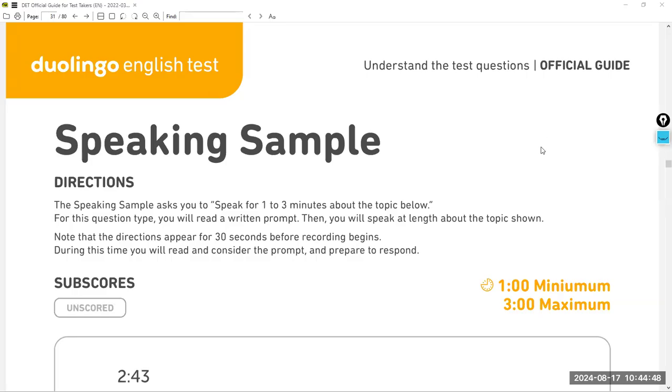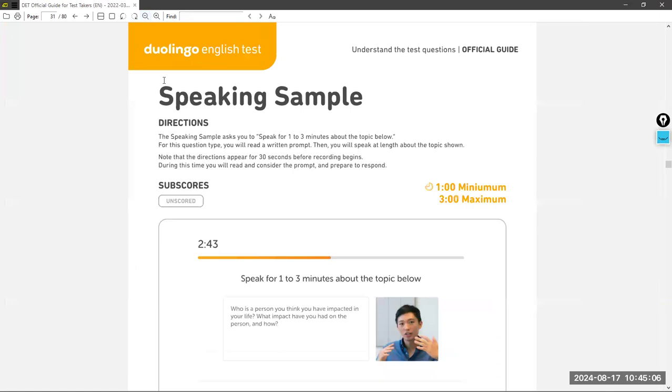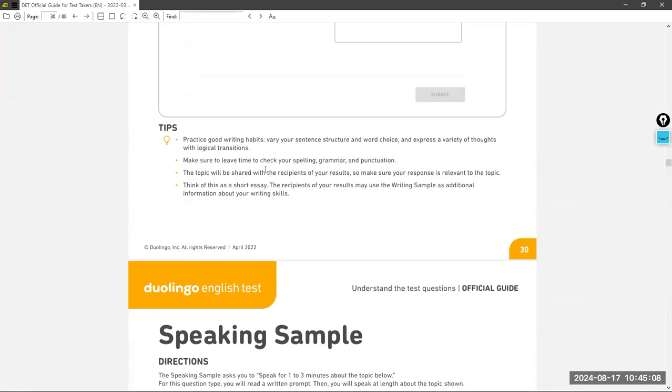Okay, guys, so today we are going to talk about the speaking sample in the Duolingo exam. Keep in mind, guys, that the speaking sample is the last module in the Duolingo course. Let me remind you guys that the speaking sample and the writing sample are ungraded.